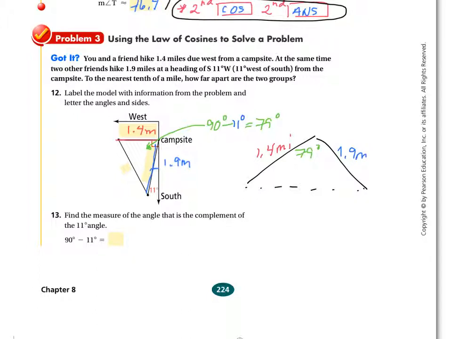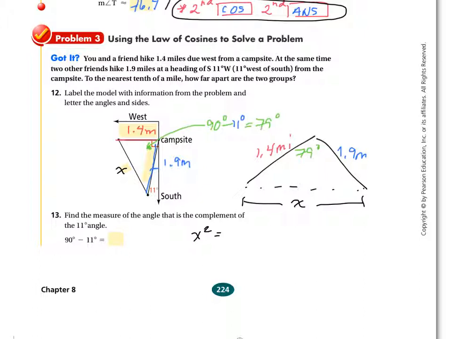So isn't that SAS? And their question is, they want to find, to the nearest mile, how far apart are the two groups? Isn't that this distance right here, from here to here, which is this distance right there? And so we're just going to use our law of cosines because I don't have the angle, I don't have the side opposite the angle given. So we're just going to follow the pattern. The side we're trying to find is x squared.